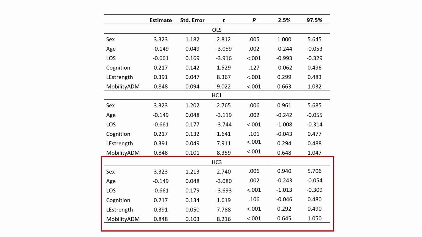So of all these, I would go with the third. And you can see our model doesn't change that much, but it's worth it when we report to say we used heteroscedasticity consistent standard errors.